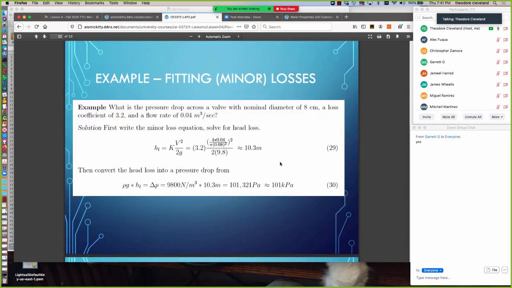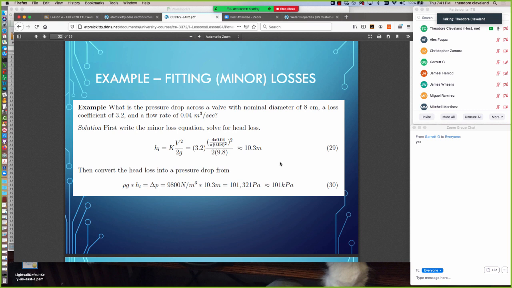So here's an example that illustrates a fitting loss model. What's the pressure drop across a valve with a nominal diameter of 8 centimeters, loss coefficient of 3.2, and a flow rate of 0.4 cubic meters per second? To solve that, we would first write the minor loss equation and then solve for the head loss. In this case, it's just direct application of the equation, and we get a head loss of 10 meters.